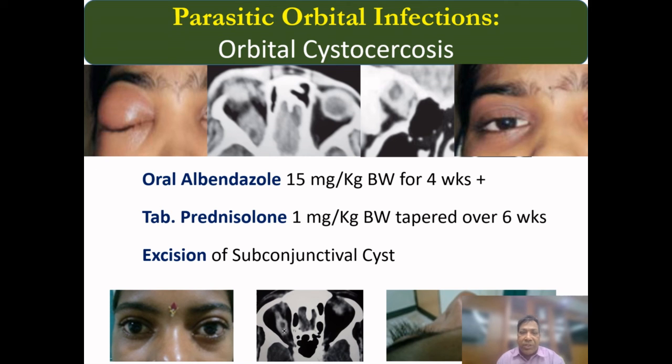Parasitic orbital infections include orbital cysticercosis and echinococcosis, known as hydatid cyst. Orbital cysticercosis usually involves the extraocular muscles. It may present with orbital cellulitis like symptoms. CT scan of the orbit usually shows a characteristic cystic lesion and a hyperdense spot within it known as scolex. Oral albendazole is the treatment of choice. Excision of the cyst is often required.